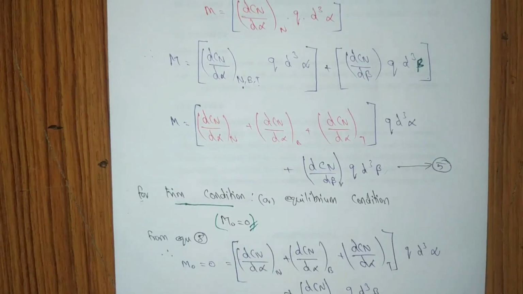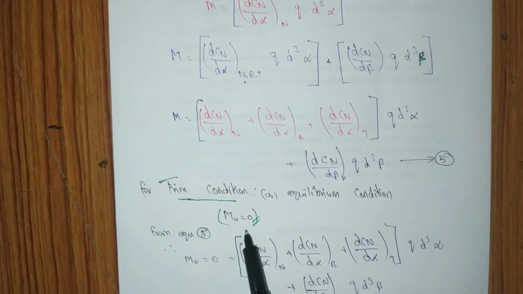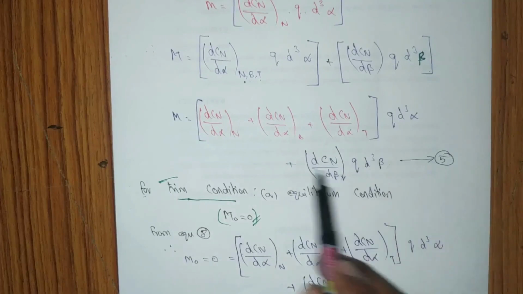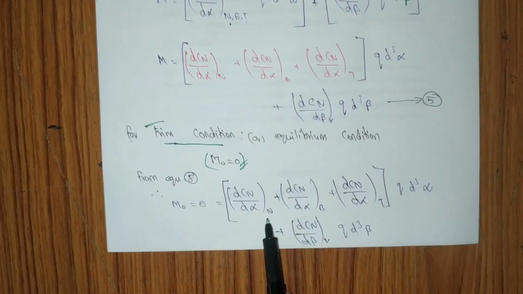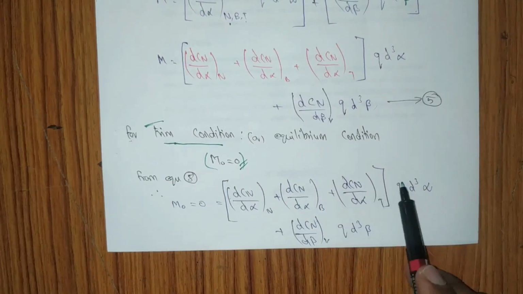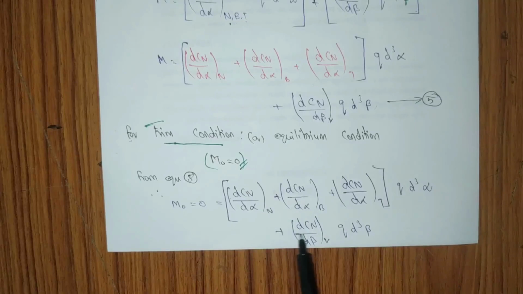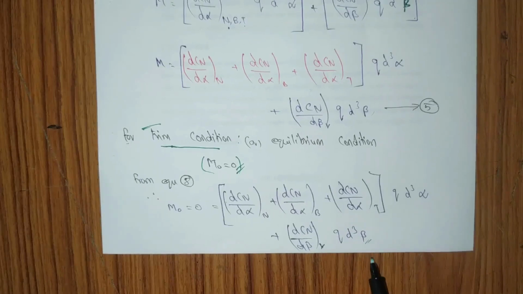Moment at CG is 0. So moment M not equal to 0 at trimming condition. This is an important key you have to remember. M equal to 0 at trim condition, you have to equate with this equation equal to 0: dCn by d alpha for nose, dCn by d alpha for body and tail, q dq by alpha, plus dCn by d beta for the thrust vector, q dq into the control surface angle.